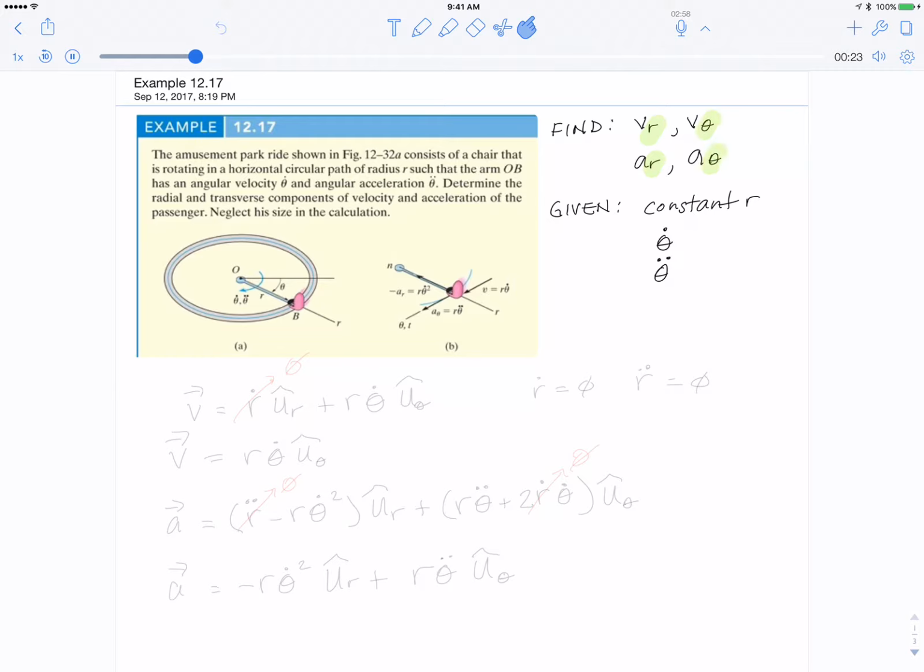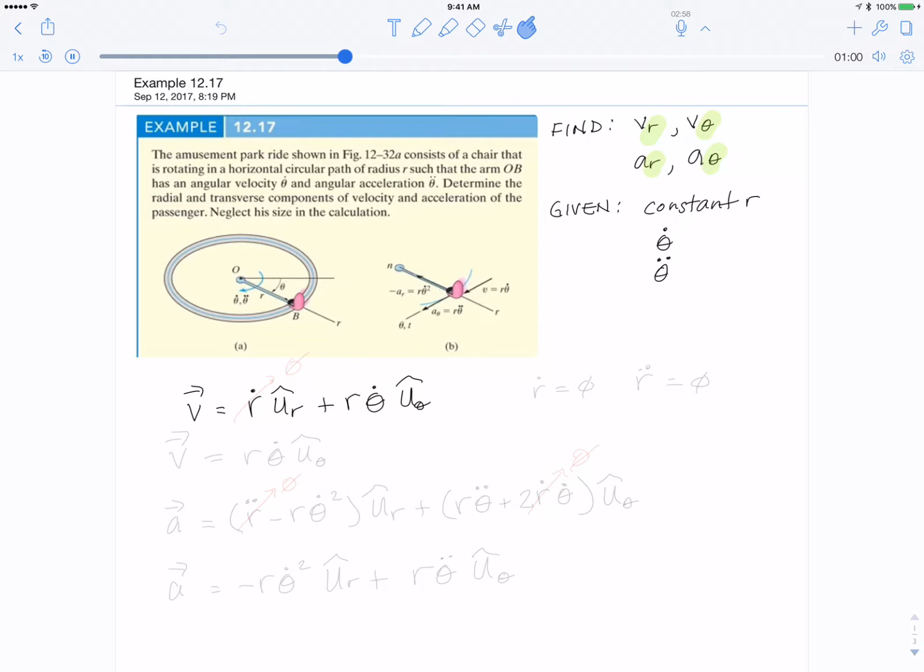So they want the radial and transverse components of the velocity and acceleration, and they say that this ride is going in a circle, or a constant r. Okay, so why don't we start by writing down the velocity equation. So if you remember, the velocity equation is r dot is the velocity, okay, changing in the radial direction. And remember, the radius times the angular velocity is the velocity going around in a circle. So that's in u theta.